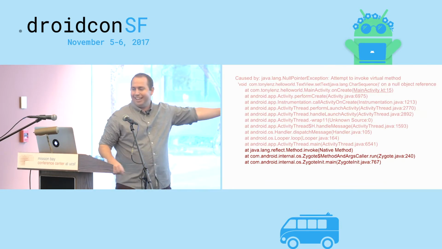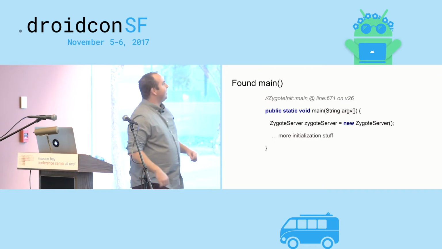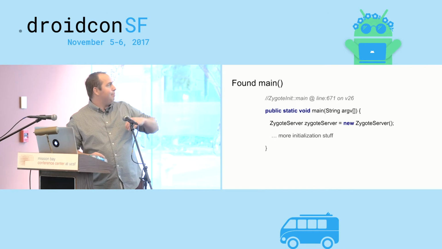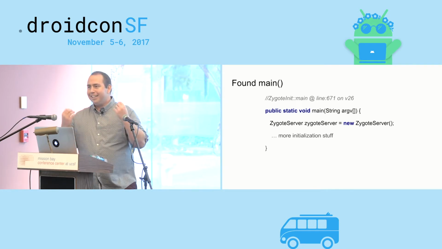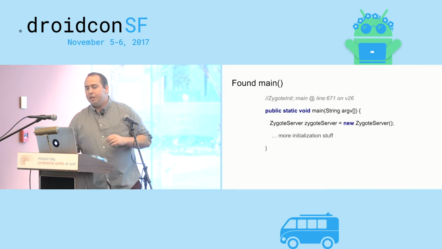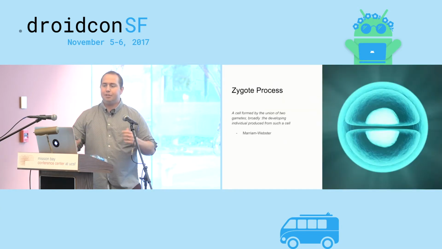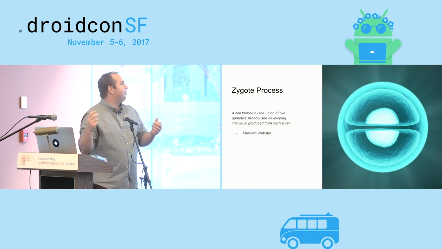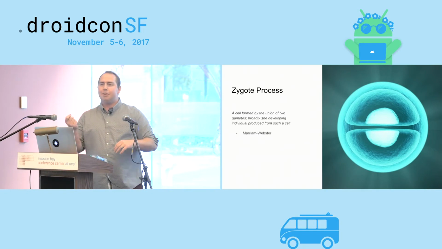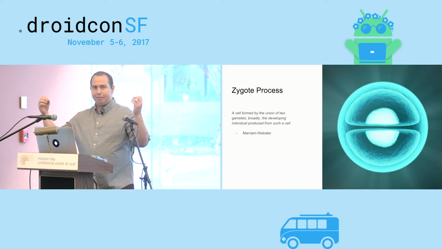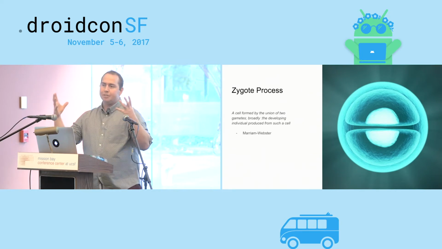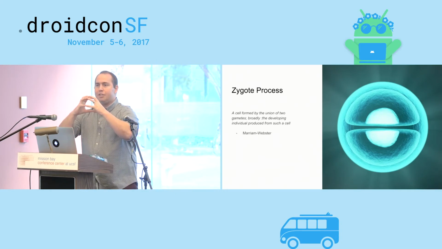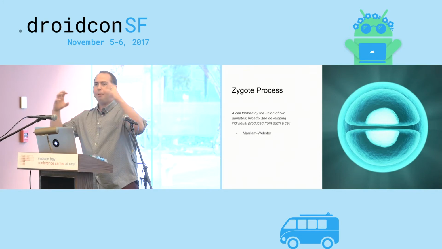So I'm going to just work up the stack. So, hey, we found main. There it is. Zygote init. So main function, public static void main. Feels good, right? We're starting in a familiar place. So for those who don't know what a zygote is, here's a biology refresher. A zygote is when a cell is formed by the union of two gametes. Gametes are basically half a cell, a sperm and an egg, right? They come together and they make a very unique organism. And the cool thing about that is that's the beginning of a new thing, and that new thing just divides and just replicates itself.